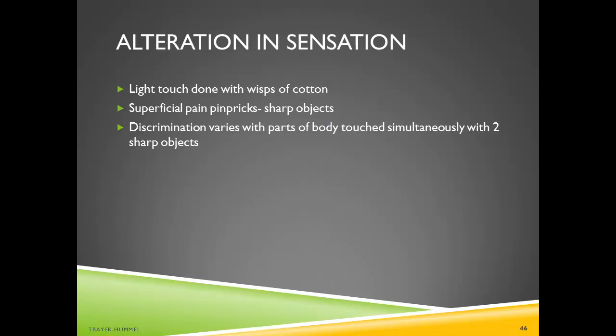Testing for alteration in sensation is part of a neurological exam. We test light touch with wisps of cotton. We test superficial pain with pinpricks from sharp objects. Discrimination varies with parts of the body touched simultaneously with two sharp objects. This is how you figure out where the areas of sensation are diminished. You must test simultaneously.